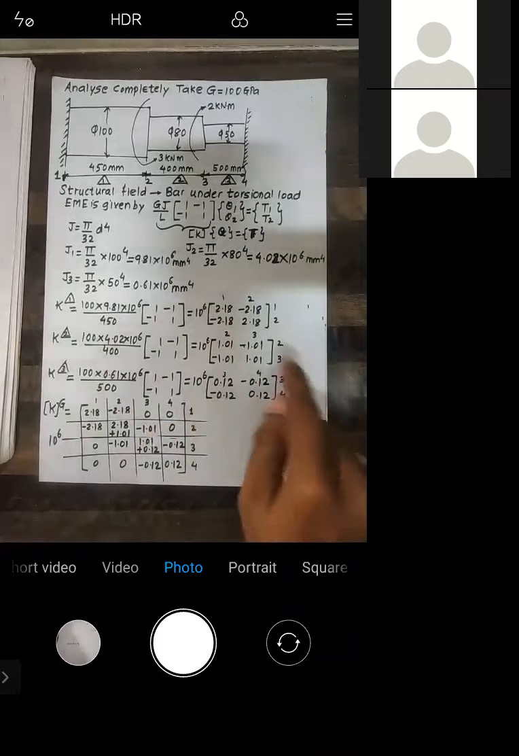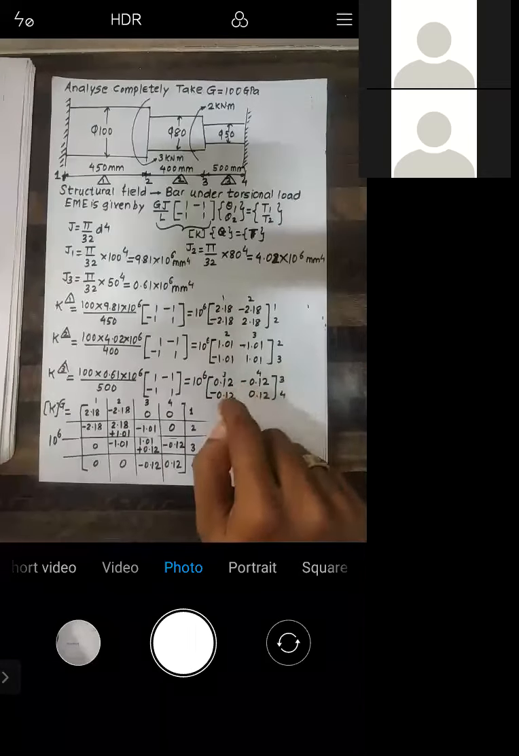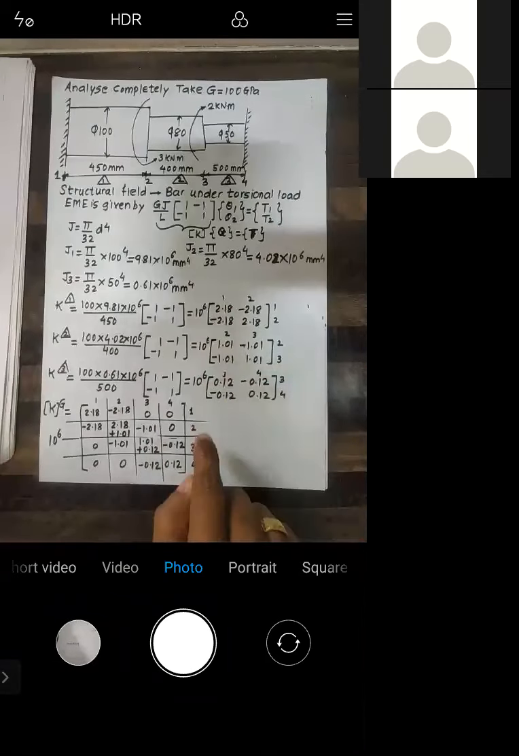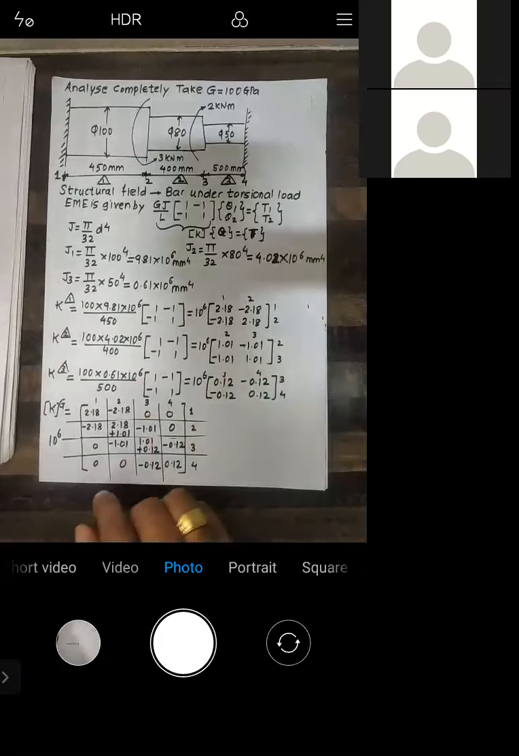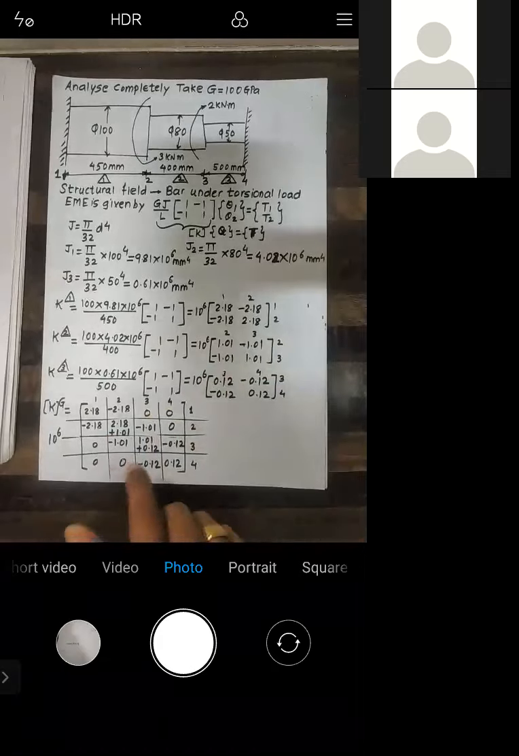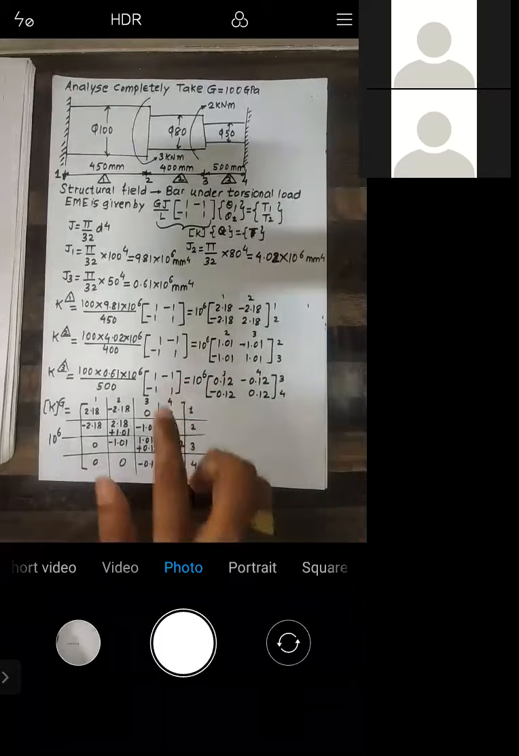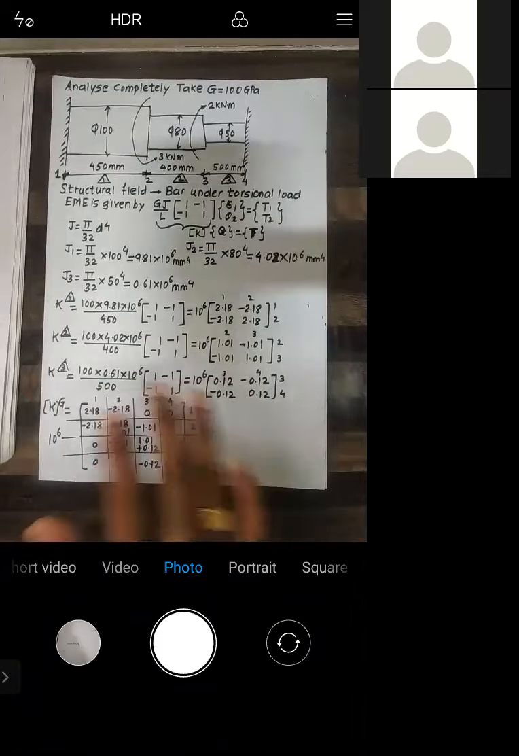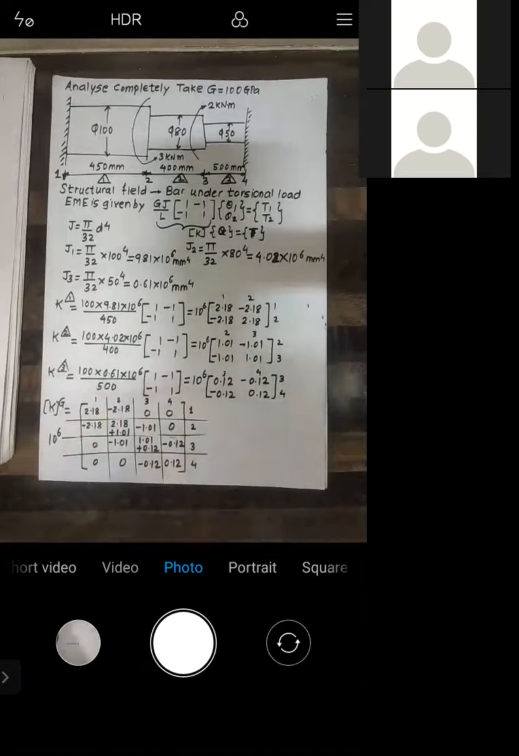Next is 3, 4, 3, 4. Just get the starting point, that is 3, 3. At 3, 3, you write down 0.12. Side of that, minus 0.12. Here, minus 0.12 and 0.12. The locations where you won't have any elements, at those locations, you make it equal to 0. Now, how do we understand that the global stiffness matrix that you formed is correct?